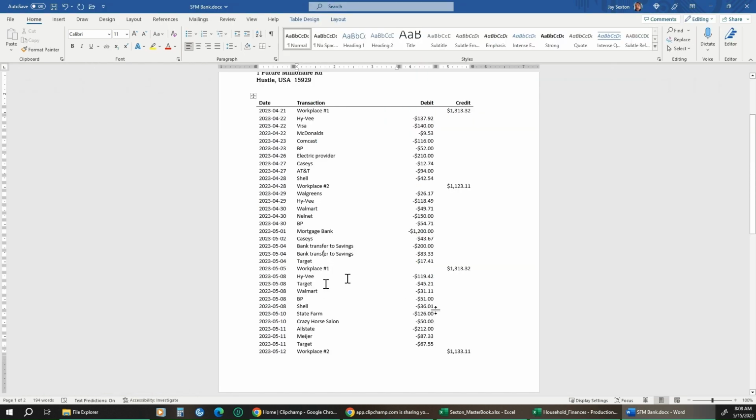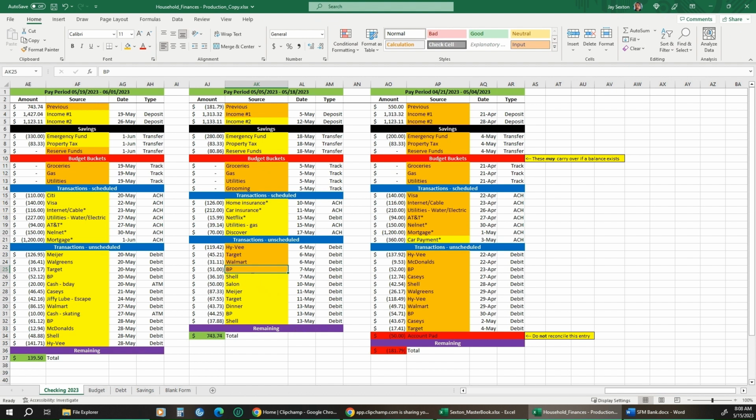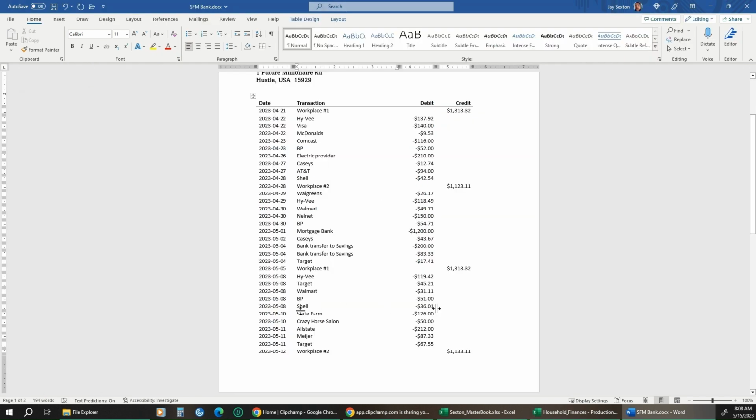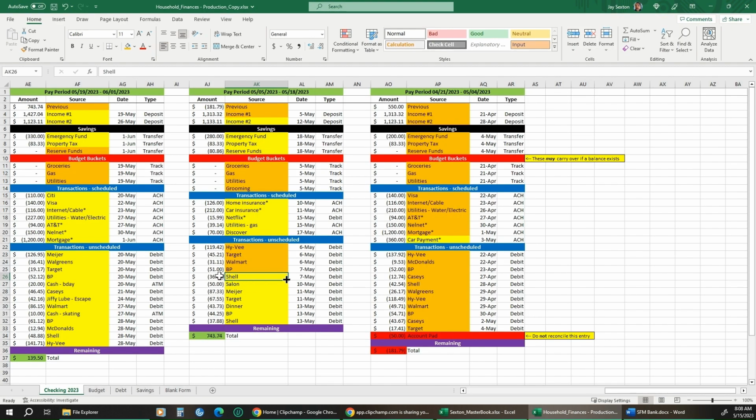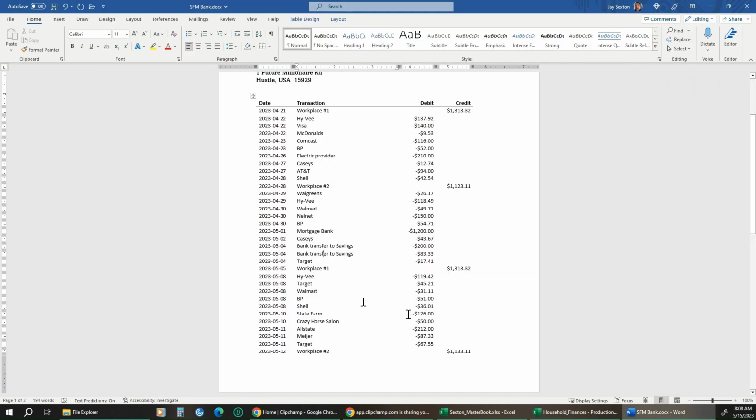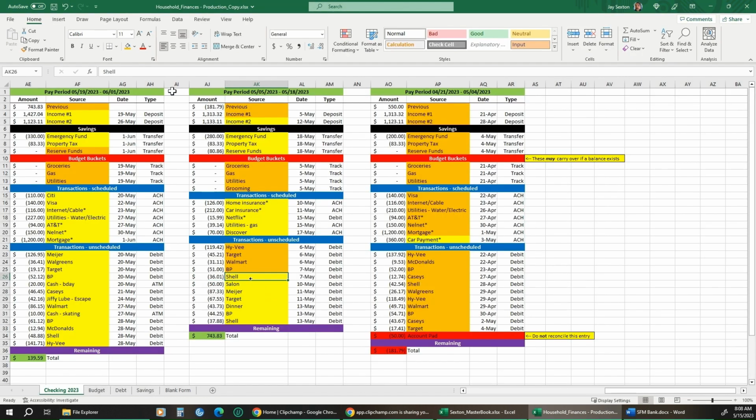Shell, the 36.01 on the 8th. Shell, 36. Oh, I have 36.10. The bank says it's 36.01, but I have 36.10. So what happened is I just transposed those numbers. So I'm going to go in and update mine to say 36.01 to make sure it matches the bank, 36.01, and then I'm going to reconcile that. So that's what I was saying earlier. Sometimes you'll find little things like that where you transpose some numbers, or you mistype the numbers, and this is where you make those corrections.